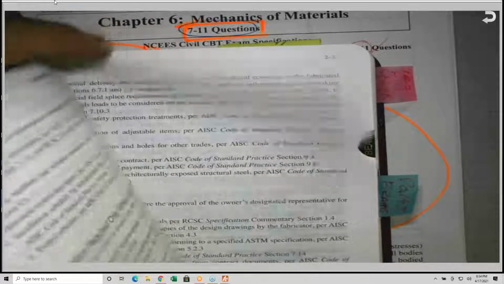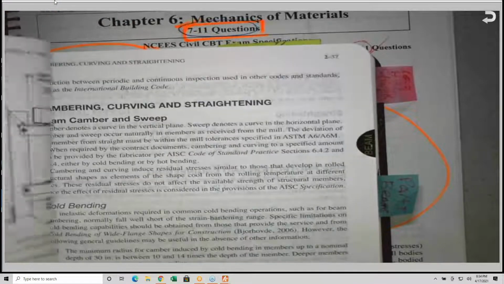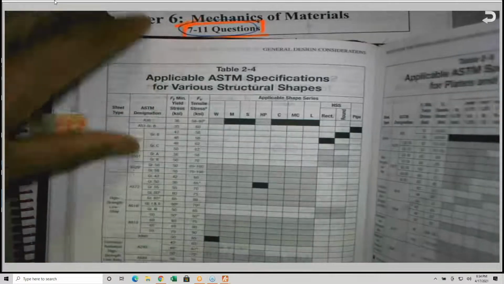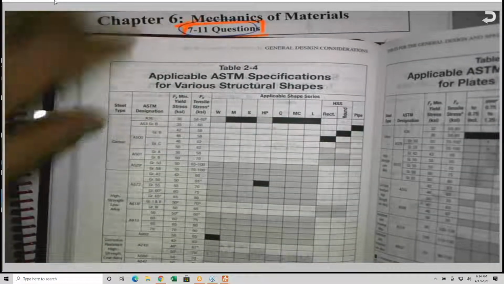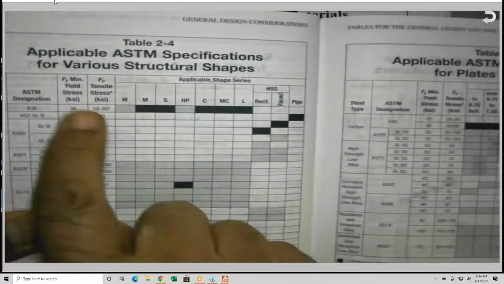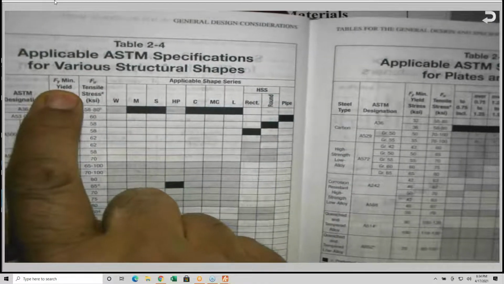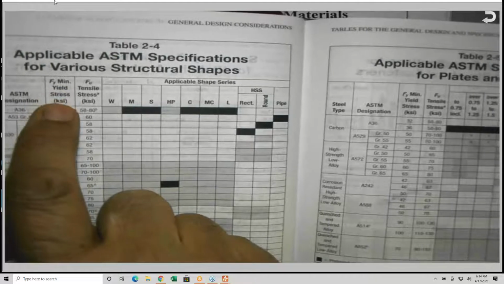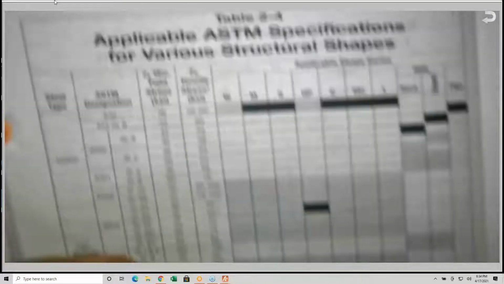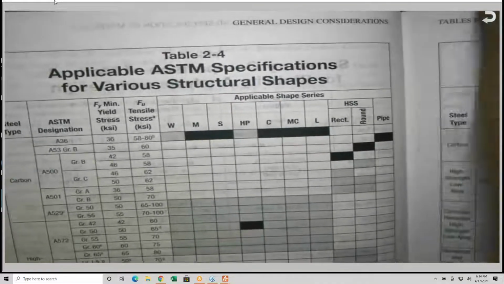These tables have the tabulated values for the F sub Y. Here it is. These are the tables in the steel manual. Okay, they have what is known as F sub Y and F sub U. F sub Y, here it is. F sub Y is the minimum yield stress, and F sub U, let me get closer here, at least you can see it. If you are not familiar with the steel manual, don't worry, I'll show it to you.